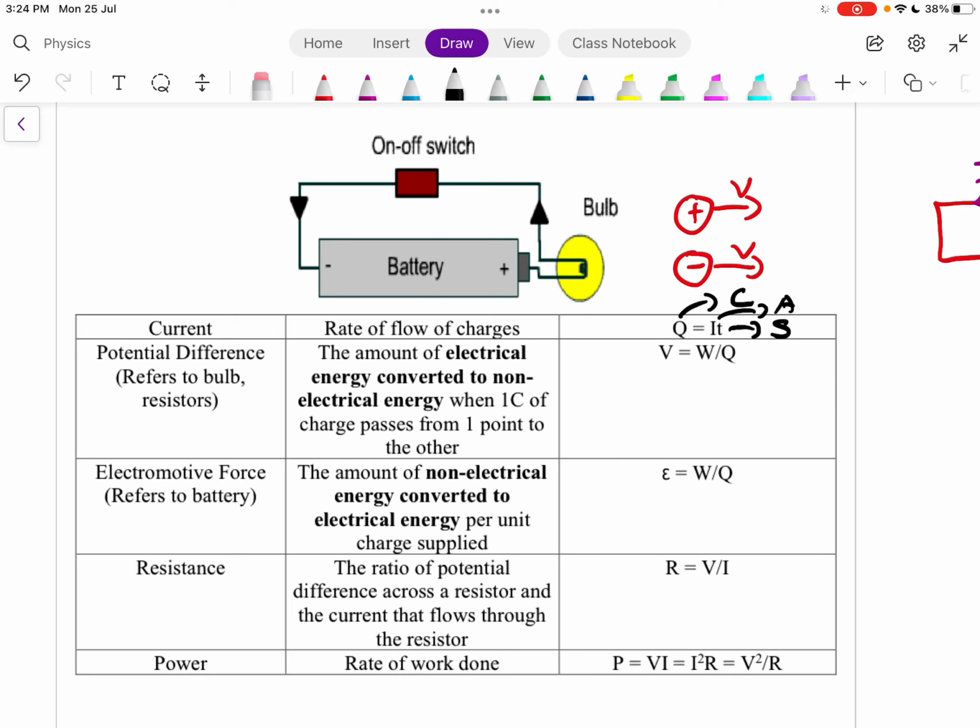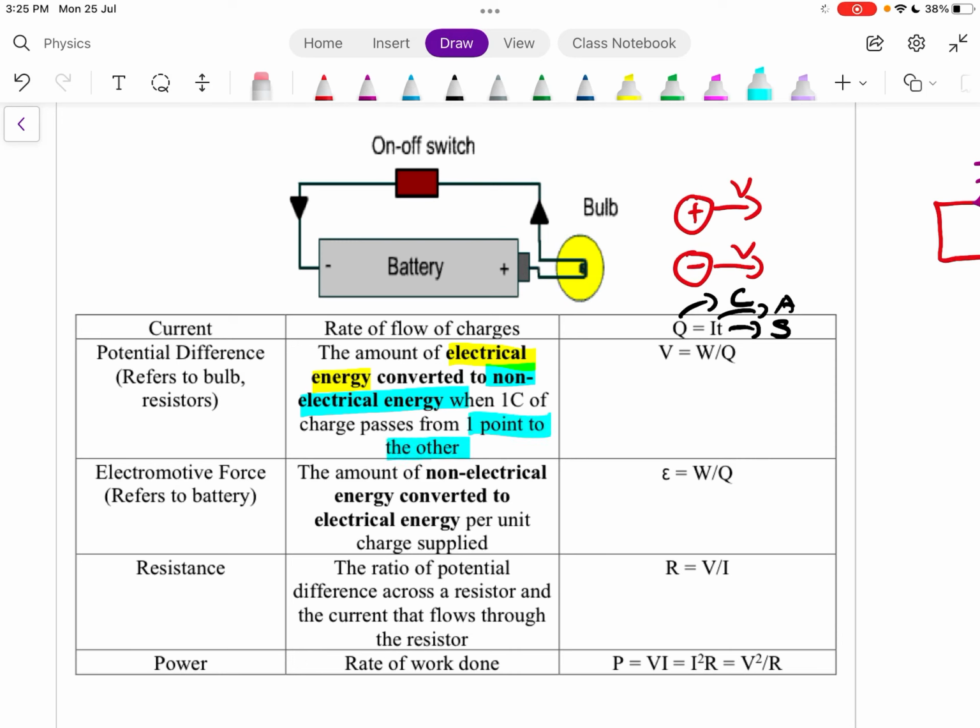The second one will be your potential difference. Potential difference refers to anything but the battery. For example, I can say potential difference across a light bulb or resistor. So what is potential difference? Potential difference is the amount of electrical energy converted to non-electrical energy when one coulomb of charge passes from one point to the other.